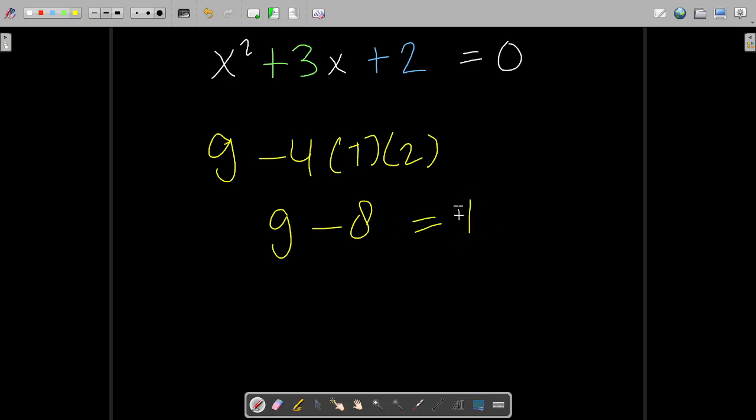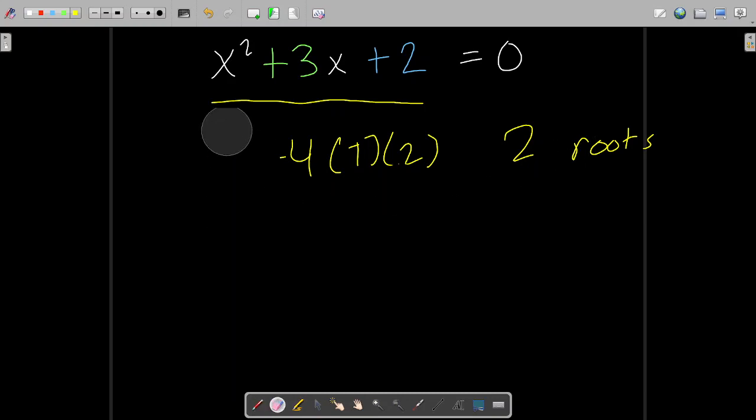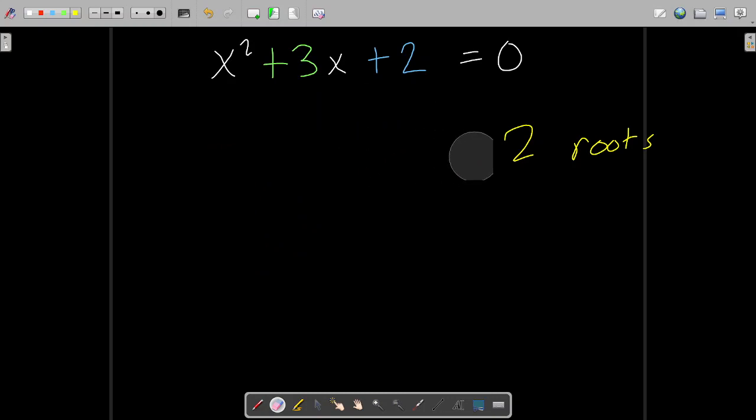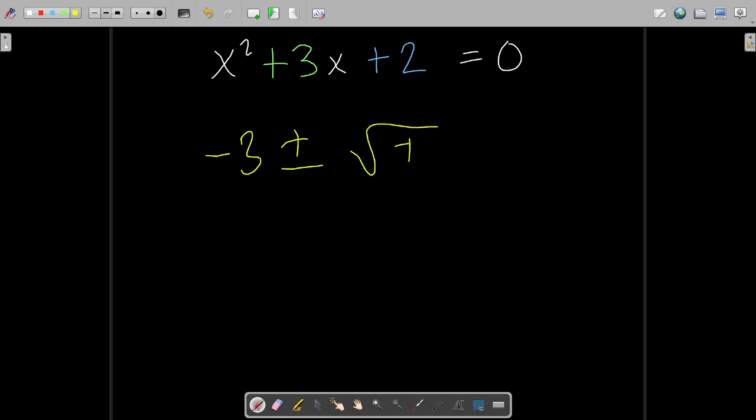So 1 right here is a perfect square. This is a perfect square. So we have learned that if the discriminant is equal to a perfect square, then this equation will have two roots, and those roots will be integers or fractions. Let us prove this right now using the quadratic formula. Minus b, which is negative 3, plus minus square root of 1 over 2 times a. 2 times 1 is just 2 right here.